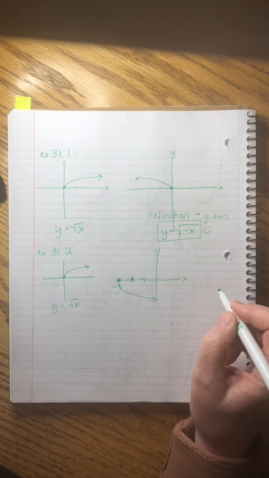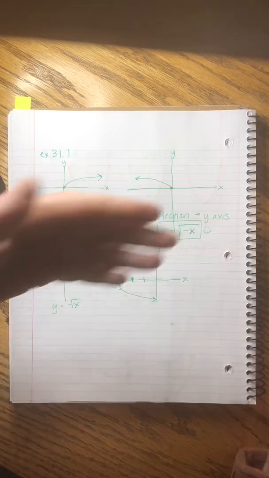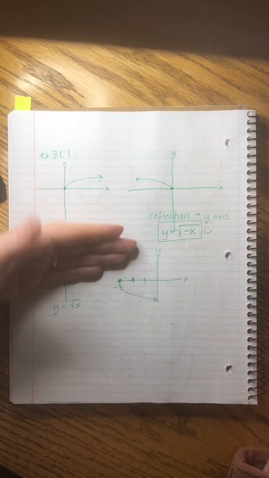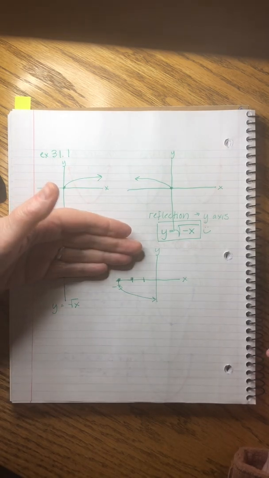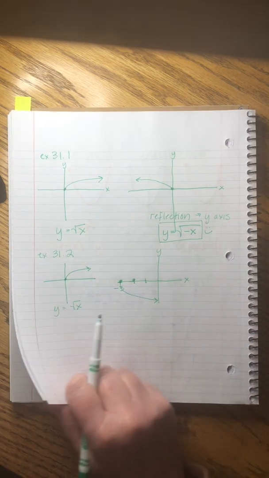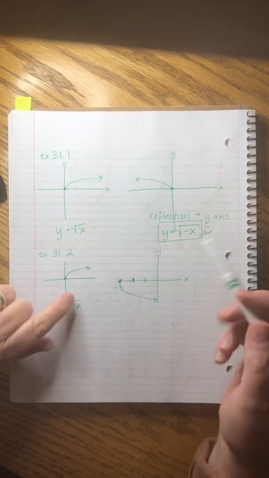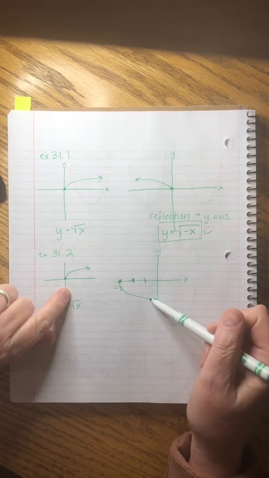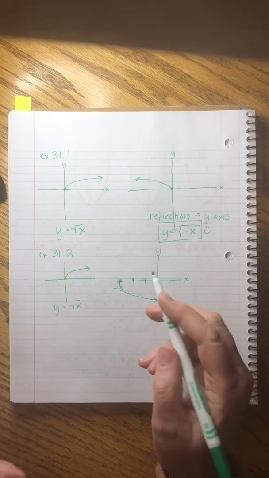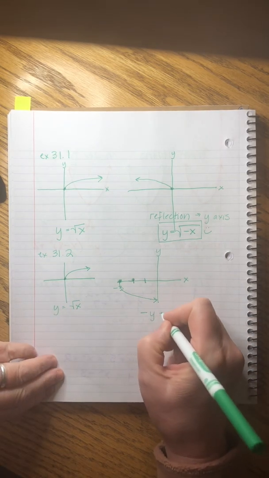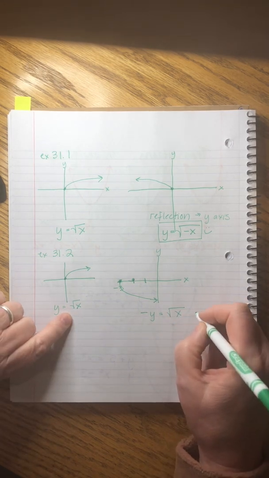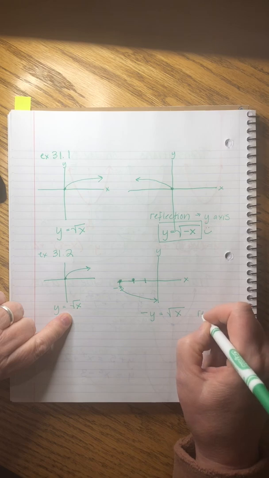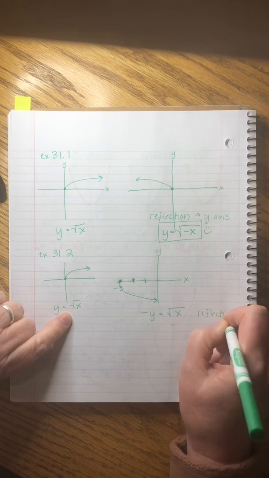So the first thing we have to do is figure out what have been the changes. First, we went from above the x-axis to below the x-axis. So that means we reflected it. We reflected it down. To reflect it down from the x-axis, we change the y value. So it would be minus y equals the square root of x. That's how we would handle our reflection. Okay, that's the first step.